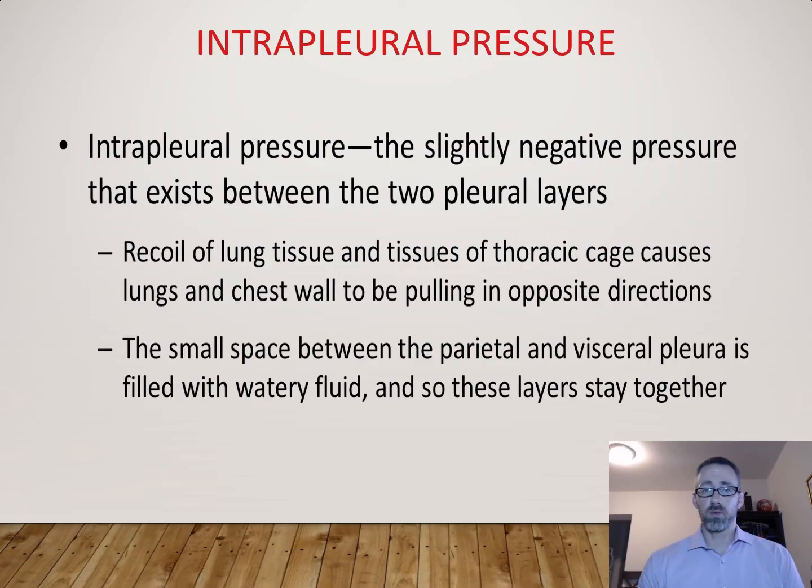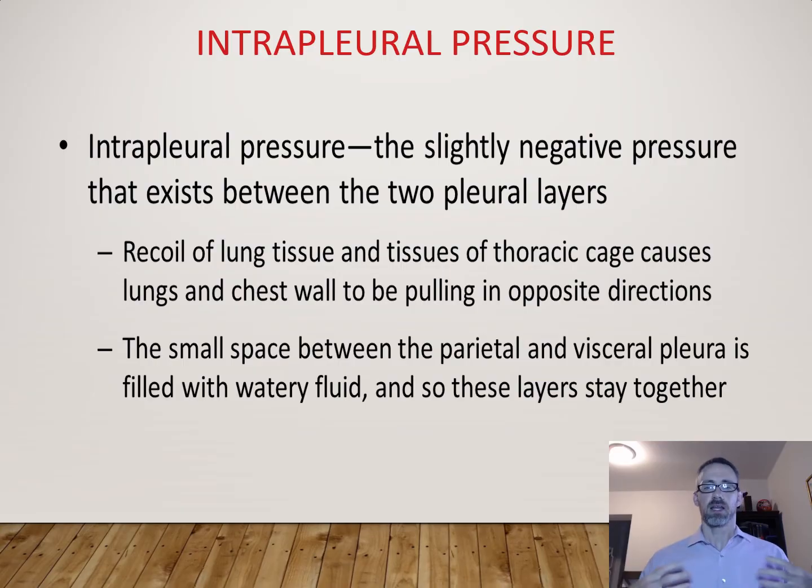Now, partly the space has a negative pressure because of the recoil of lung tissue, all right, and the tissue of the thoracic cage. All right. Now, what happens is these two tissues pull in opposite directions. So the reality is that lungs have elastic tissue in them. So when they're expanded, they'll expand easily because they're quite compliant. Okay. However, because of the elastic tissue that they have, it tends to want to come back down, kind of like a rubber band. You pull the rubber band, you let go, it snaps back. Well, the elastic tissue inside the lung wants it to recoil inward.